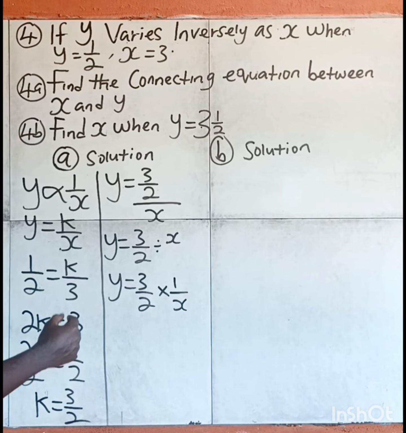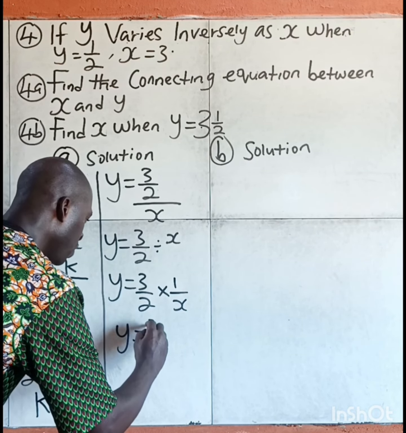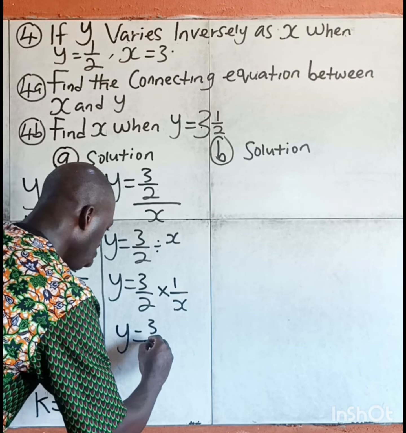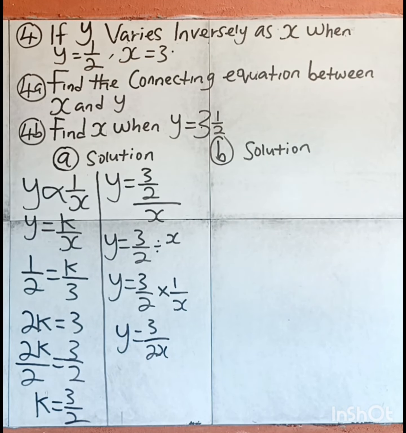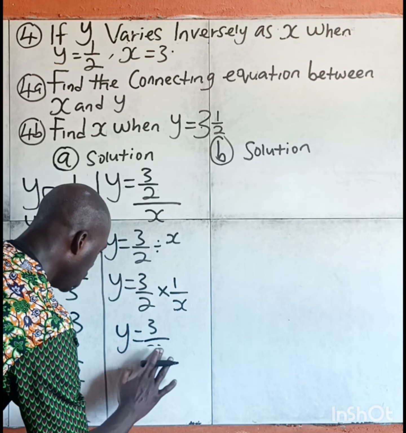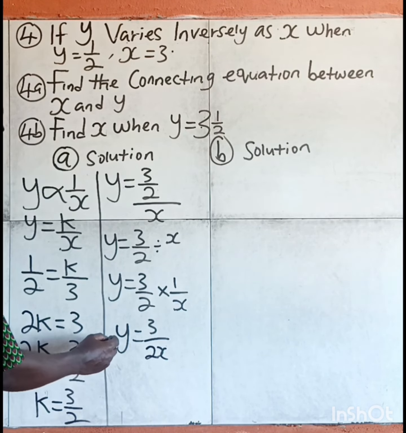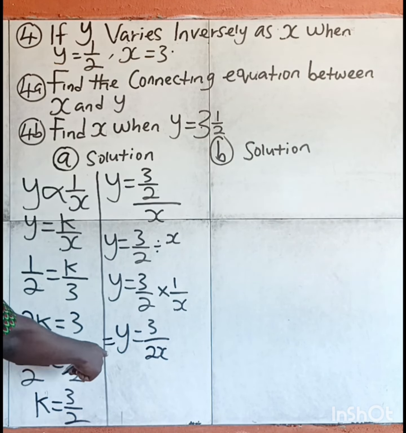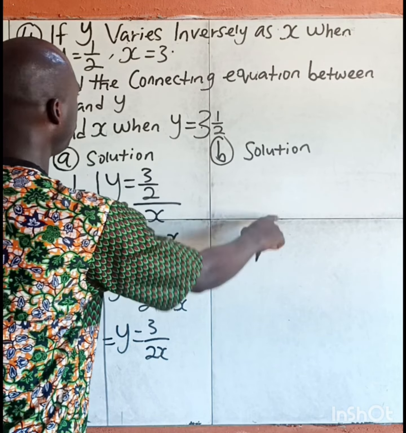So from this angle, what are we going to simply have? 3 times 1 is simply going to give us 3, then 2 times x is going to give us 2x, and this becomes my connecting equation. So with that being said, this becomes our connecting equation. This is the solution to problem 4a. So we go to problem 4b.